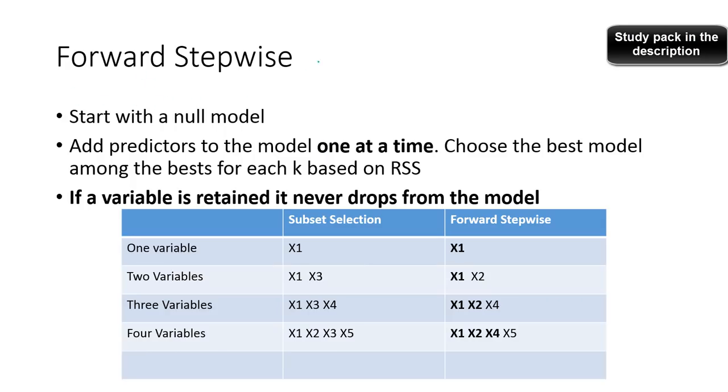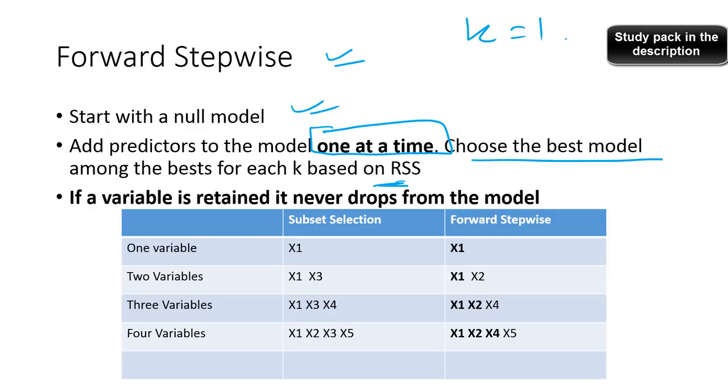So the forward stepwise approach is like this. We start with a null model, and then you keep on adding predictors or features to the model one at a time. This is important to remember. And choose the best model among the best of k based on RSS. Now you remember how you took k, right? When k equals 1, you have p number of models, because with x1 you can have one model, with x2 you can have one model, to xp you can have another. So you have p number of models in such a way.